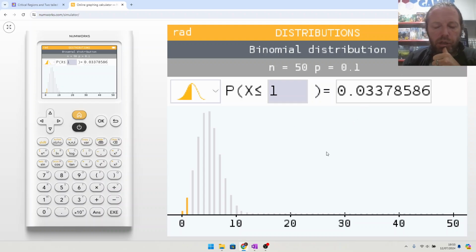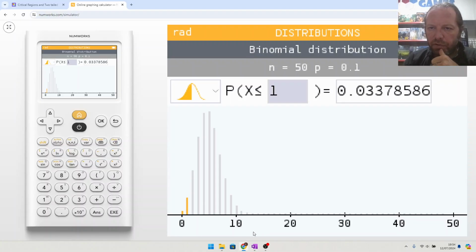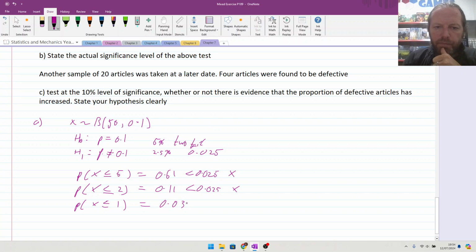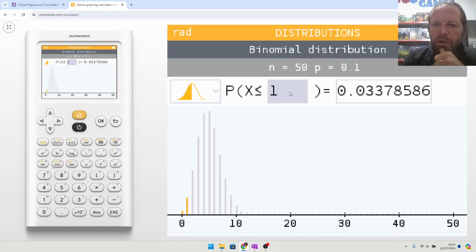Now that is still too big. 0.03. What was the other decimal point on that? Incidentally, 0.0337. And now we're looking at the probability of X being less than or equal to 0. So it's just a case of putting in all of the different answers to see what we get. So on 0, there we are, 0.0051.